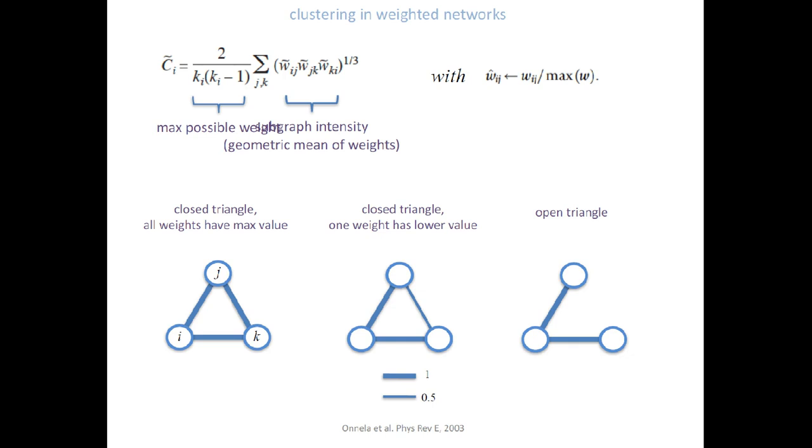So the weights on all three edges in a given triangle. This is basically a measure of the subgraph intensity, and it's actually the geometric mean. The geometric mean is just another method for taking an average, and it's very useful when you're taking an average over measures that have been normalized with respect to some value, because it's invariant to whatever quantity you use for the normalization. In this case, we normalize the weights with respect to the maximum in the network. So the maximum normalized weight will always be 1.